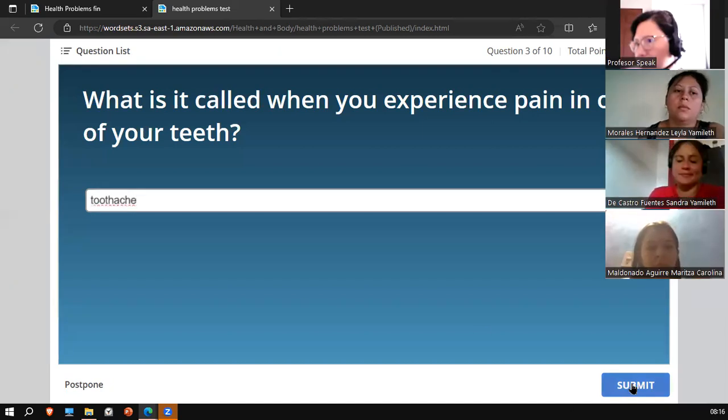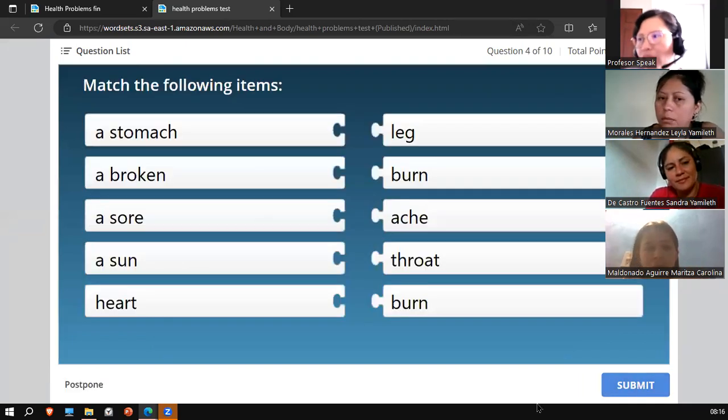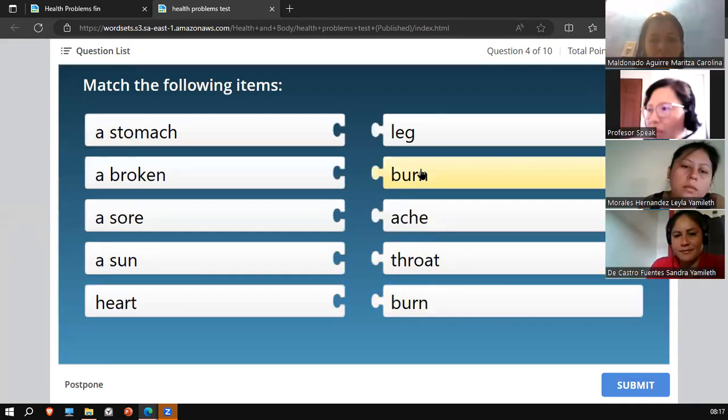Ajá, dígame, Maritza. Toothache. Muy bien, it's a toothache, right? Okay, that's right. We answered correctly. Match the following items. A stomach, leg, burn, ache, throat, or burned. Ache. Okay.